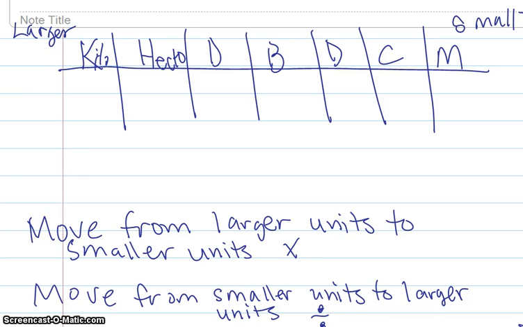Okay, this lesson is about converting metric measurements. We have the larger metric units on the left side of the table and the smaller units on the right side of the table. We need to remember our memory trick to fill in the actual values of our place of each metric measurement. So we have King Henry died by drinking chocolate milk.